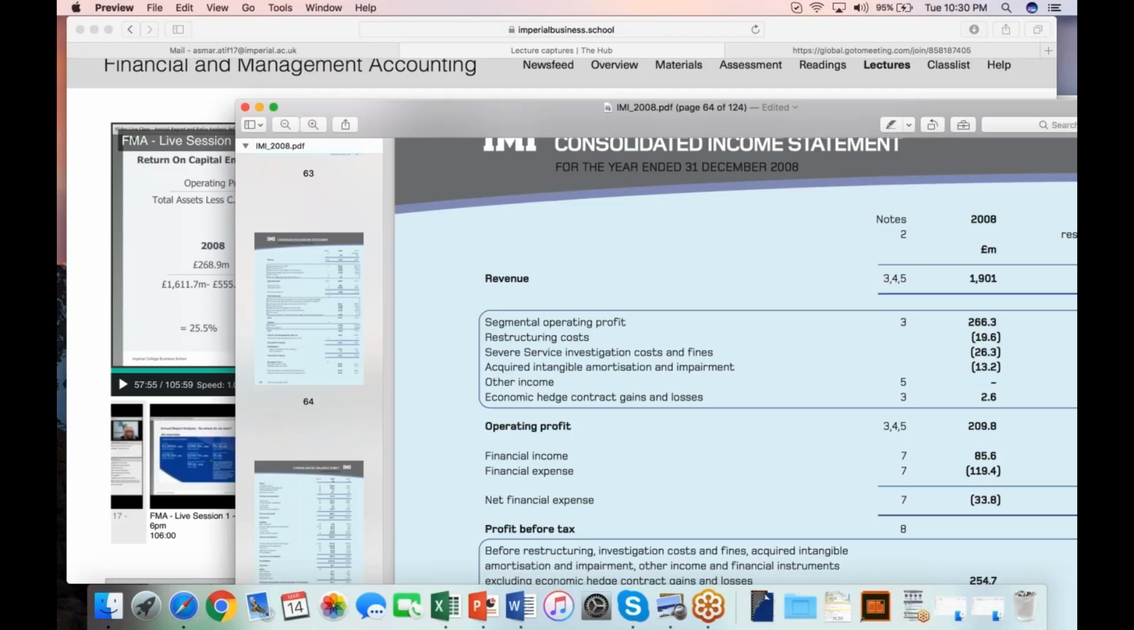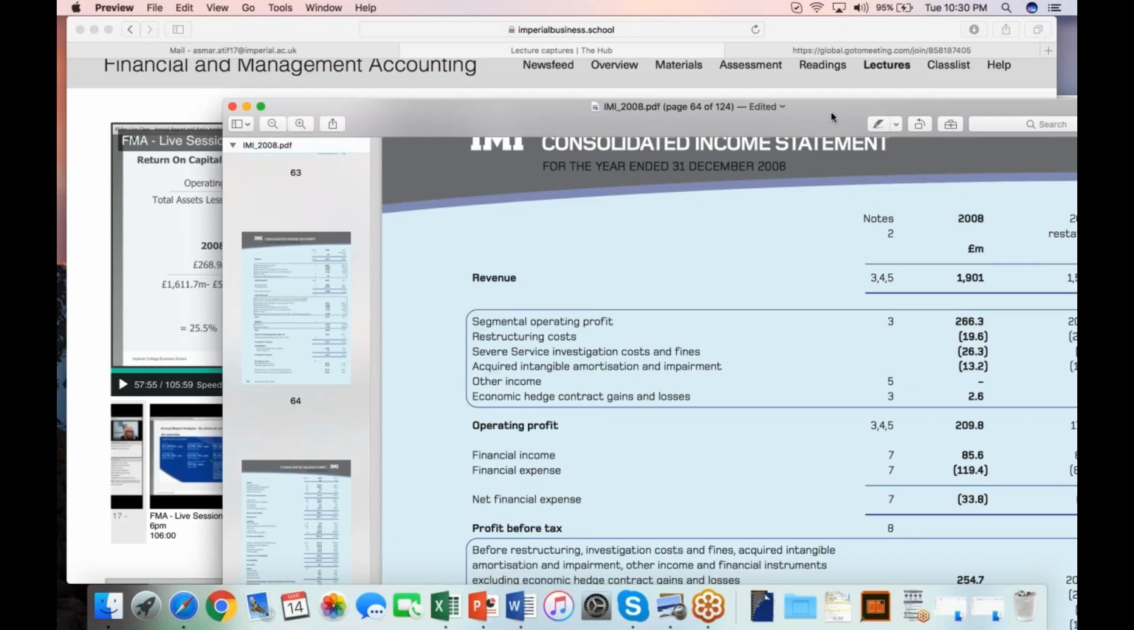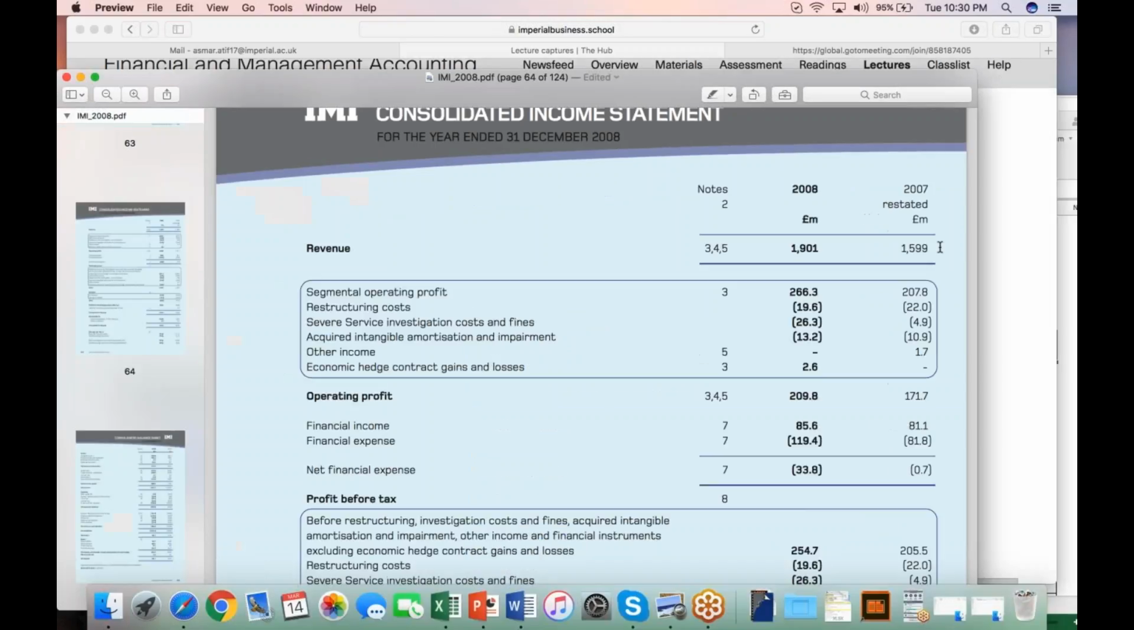The first is even on the 2008, I can't see the whole thing. Yes, Asmar, yeah, okay, that's better. Yeah. So in 2008, technically, economic hedge contract gains and losses is also an exceptional item or a source of other income, whatever it is. It was not part of the segmental operating profit of 266.3, but she added it to calculate 269 or 8.9, whatever that is. And that's also similarly in 2007 she considered other income.